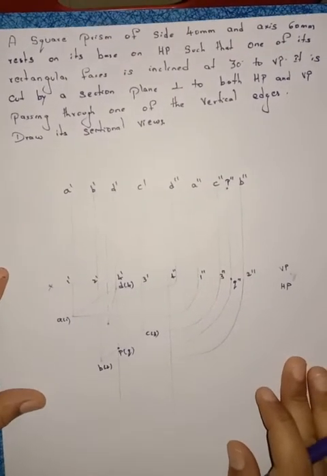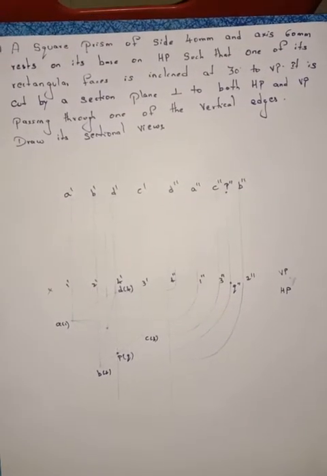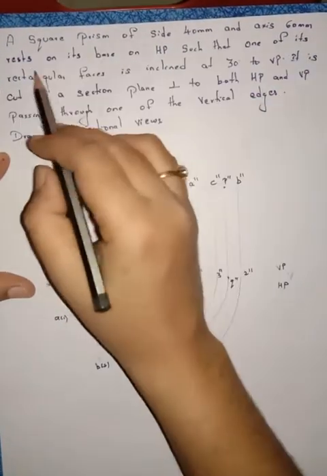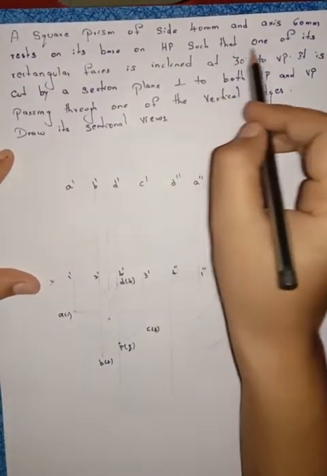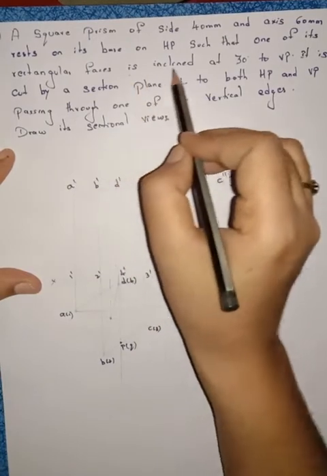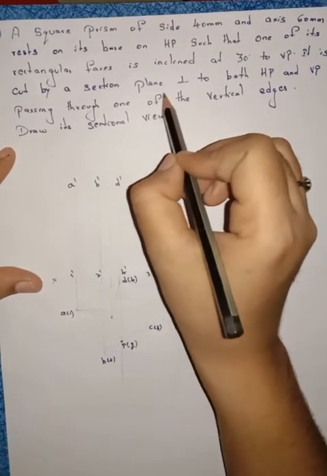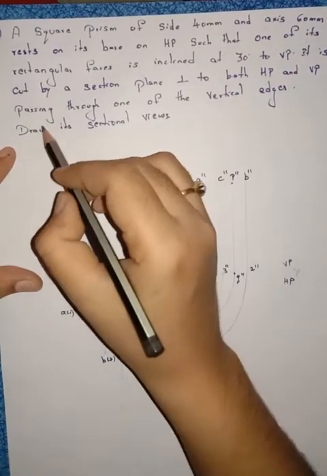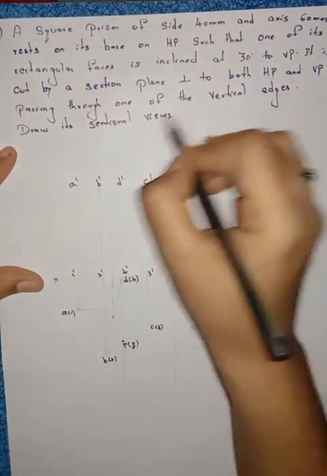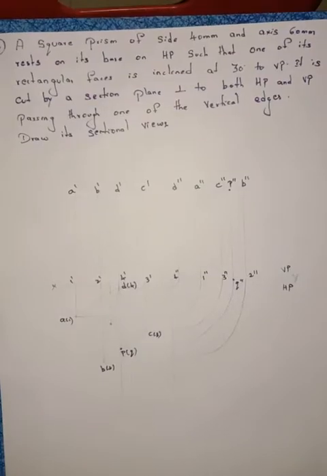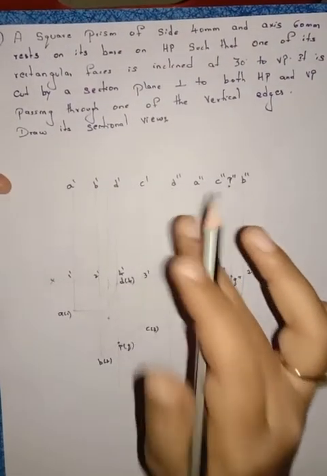What is the question? A square prism of side 40 mm and axis 60 mm resting on its base on HP such that one of its faces is inclined at 30 degrees to VP. It is cut by a section plane perpendicular to both HP and VP passing through one of the vertical edges. Draw its sectional views. Read the question, divide the question into 2 parts.